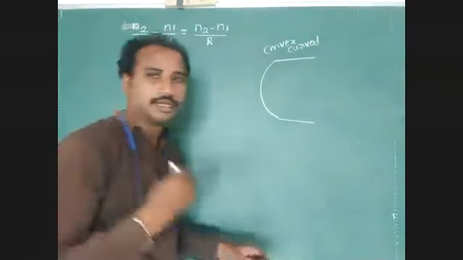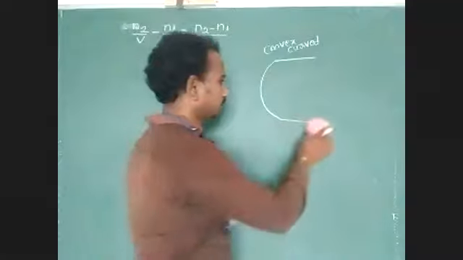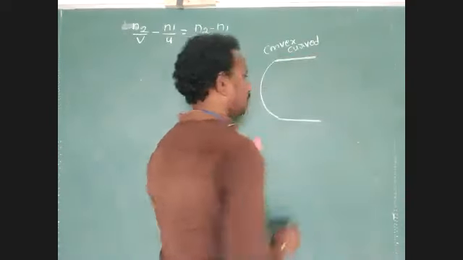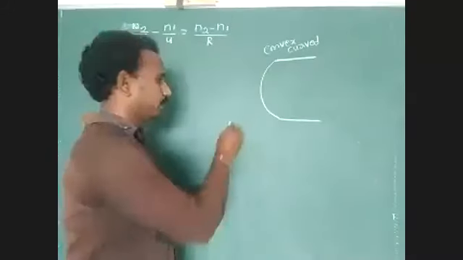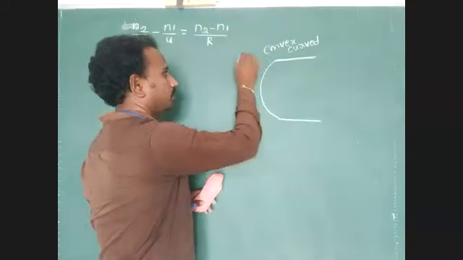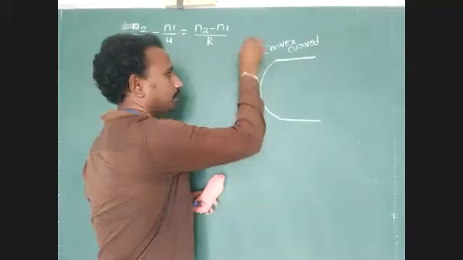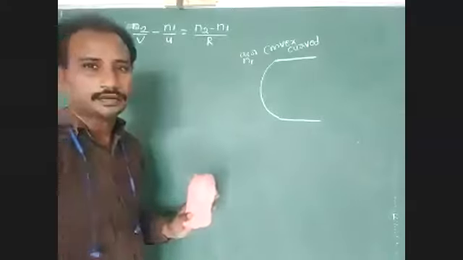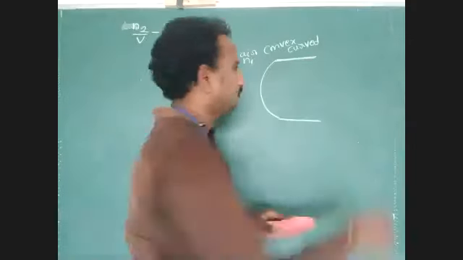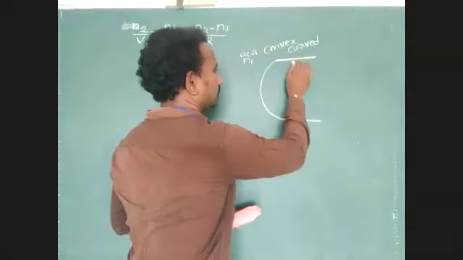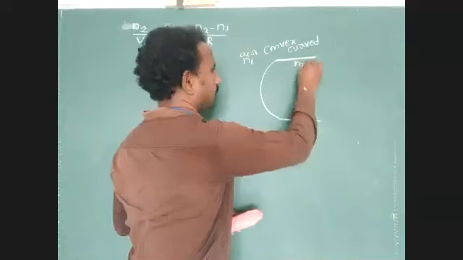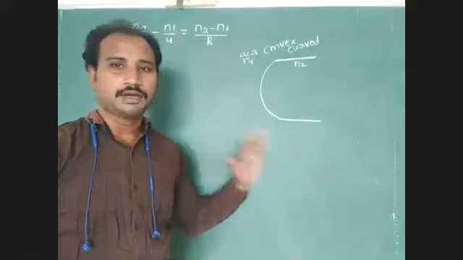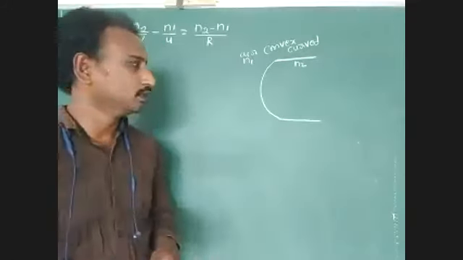How many optical mediums do we consider? Two optical mediums. One is the rarer optical medium, which we represent as the air medium. What is the refractive index? N1. Another optical medium we represent with N2. It is the glass medium. Air medium and glass medium we have to consider.